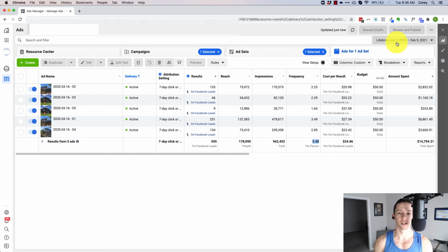So keep those two things in mind. Number one, frequency can go higher. And number two, the fewer changes you make to your Facebook ads, the better they tend to do.